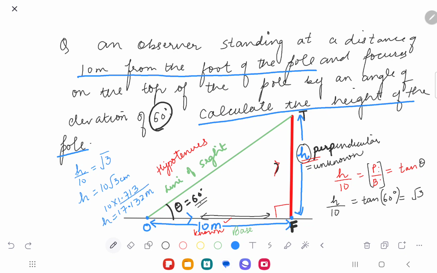That shall be the actual height of the pole. You understand? So that's how we apply the heights and distance concept. Understood in this part? Example, I'll tell you this question.